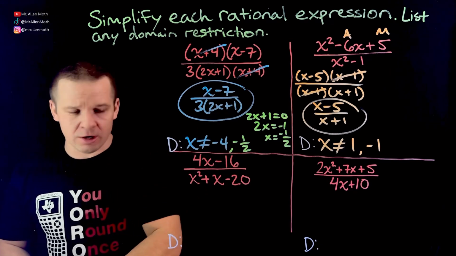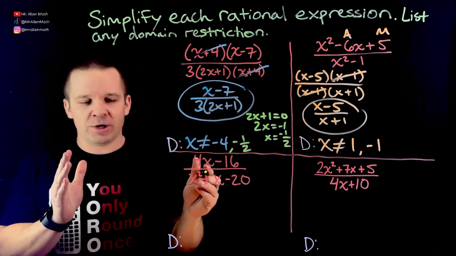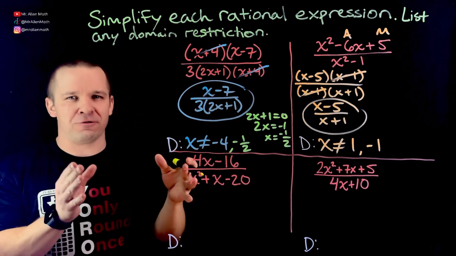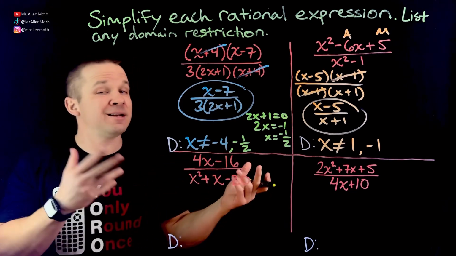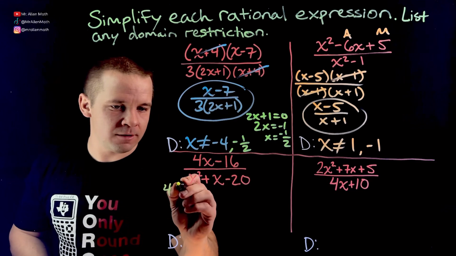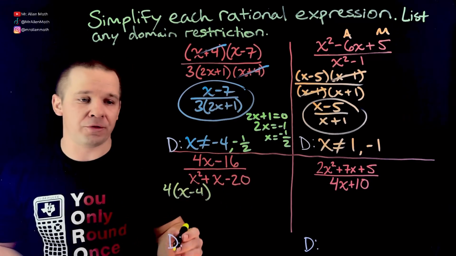So let's see here. I'm going to go with neon yellow. All right. My numerator, we always freak out when we see these. It's actually like the first type of factor we learned. GCF. What can I take out of 4 and 16? It's 4. So I can take out a 4, and I'm left with x minus 4 when I divide by 4 on both of these.